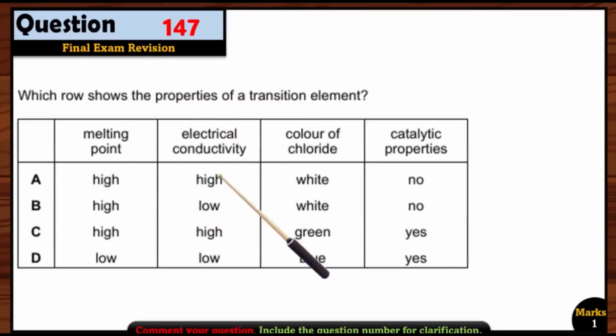Question 147. Which row shows the properties of a transition element? Melting point, higher, yes. Electrical conductivity, yes, it should also be higher. Okay, so we are just left with options A and C. Now let's see for the color of chloride. It should be colorful. So option C is the right option here.